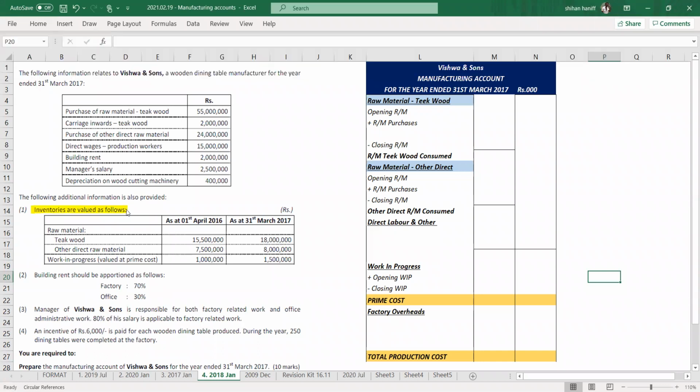Starting with the additional information, inventories: input, other direct material, and work in progress. Raw material, opening 15,500. We take the first column. Closing 18,000.